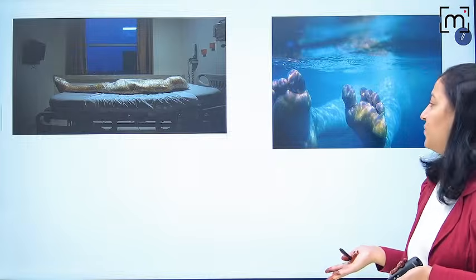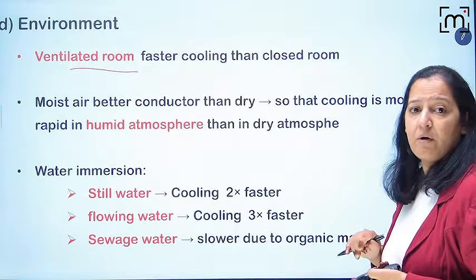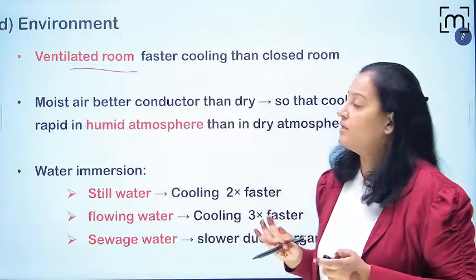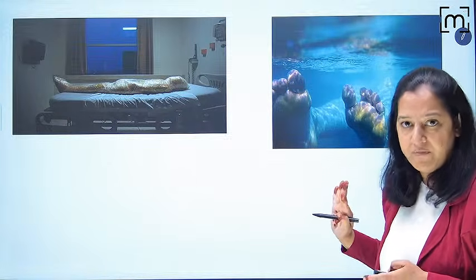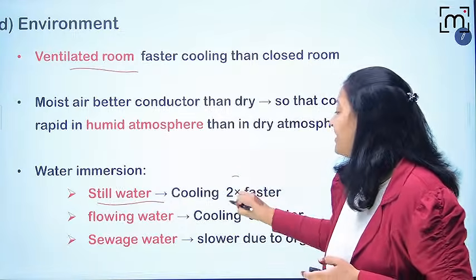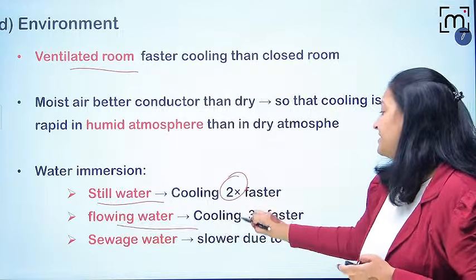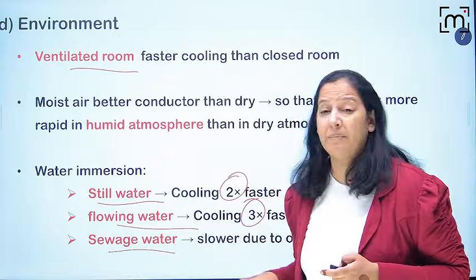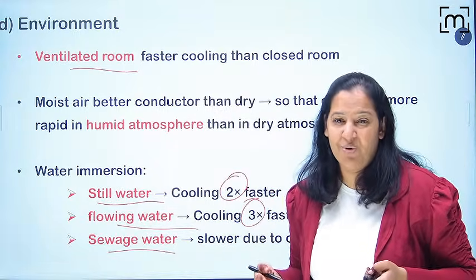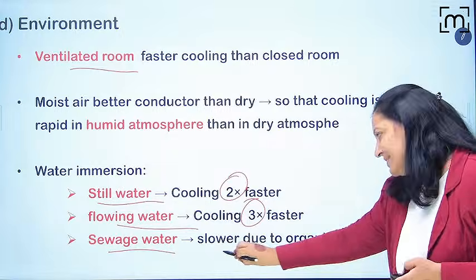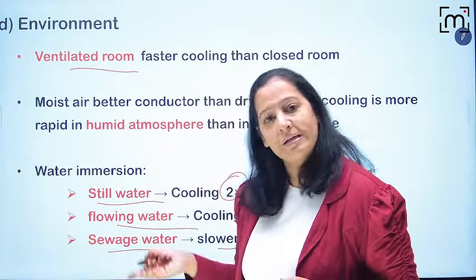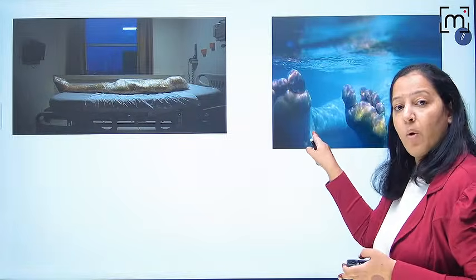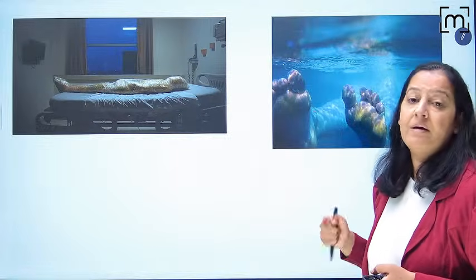So what about the cooling of the body in water? Cooling in water is always fast as compared to cooling in air. In still water, the cooling rate is double. In flowing water, it's triple. But sometimes dead bodies are thrown in sewage, drainage. So it is slower because of the organic matter. Sewage contains feces and organic matter, no? So cooling is slower. Still water and flowing water are faster, but in sewage water it is slower. The reason for slow cooling in sewage water is organic matter.